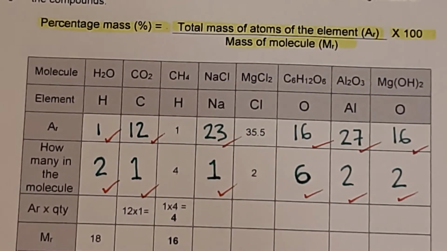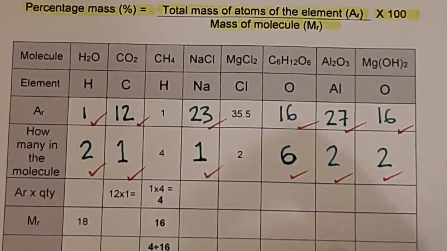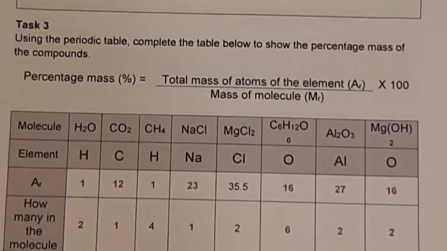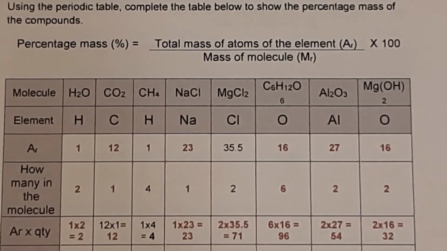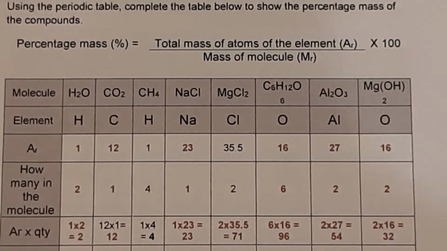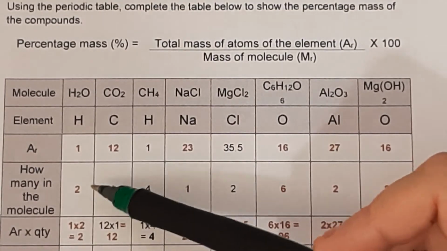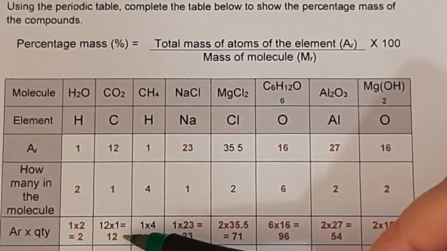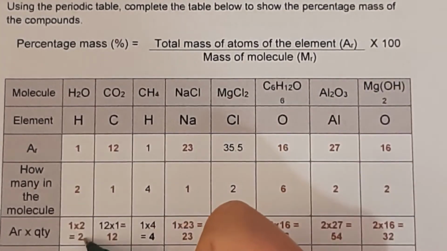Okay, let's go through that. For the first one, it's asking to do 1 times 2. Well, 1 times 2 is 2. In fact, I'm going to show you this version of this so you can see my workings out. 1 times 2 is 2, because there's the 1, there's 2, multiplying them together. 12 times 1 is 12. Okay, and we'll tick them if we get them right.